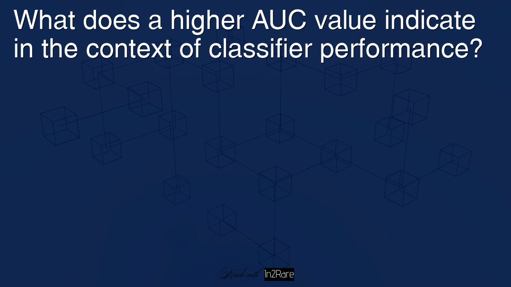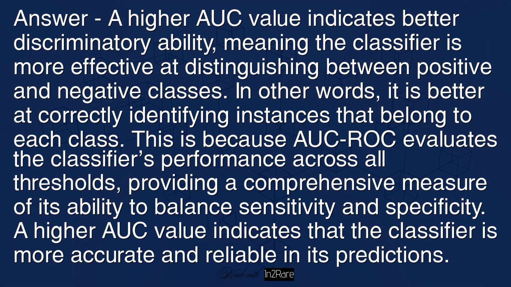What does a higher AUC value indicate in the context of classifier performance? Answer: a higher AUC value indicates better discriminatory ability, meaning the classifier is more effective at distinguishing between positive and negative classes. In other words, it is better at correctly identifying instances that belong to each class. This is because AUC ROC evaluates the classifier's performance across all thresholds, providing a comprehensive measure of its ability to balance sensitivity and specificity. A higher AUC value indicates that the classifier is more accurate and reliable in its predictions.